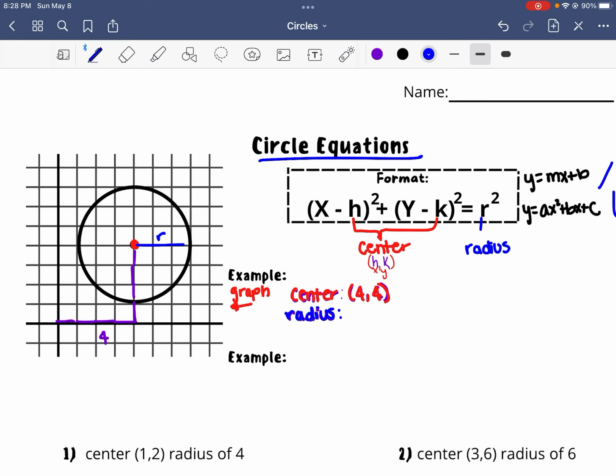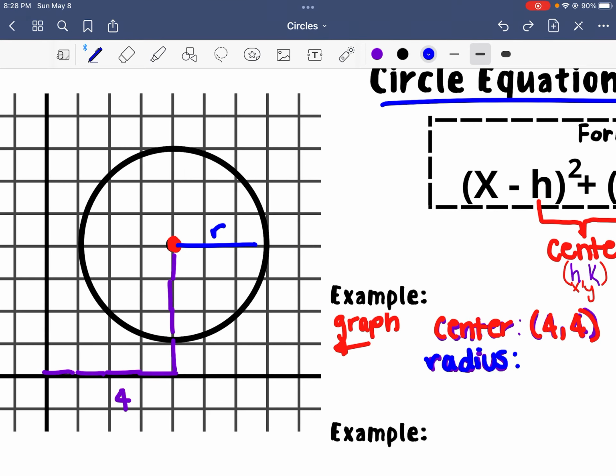All right, we're almost done. The second piece of information we need is our radius. So we need to figure out exactly how long this line is, okay? So for my radius, I see that I go 1, 2, and 3 to get to this point.